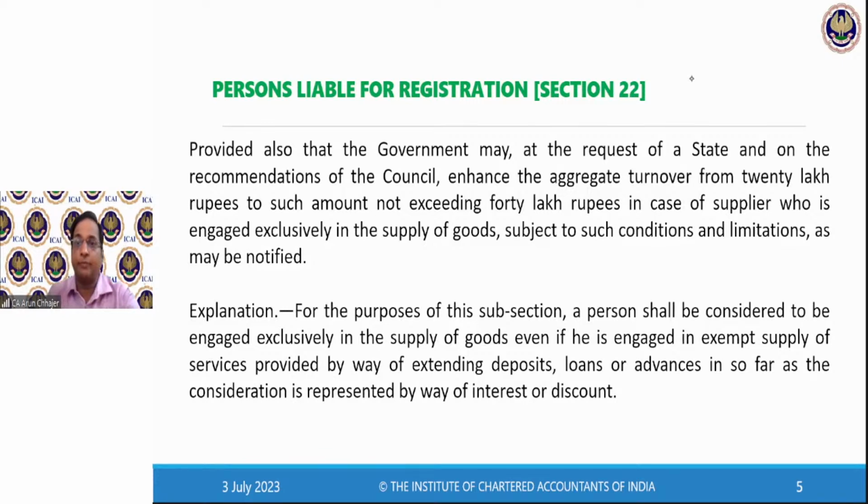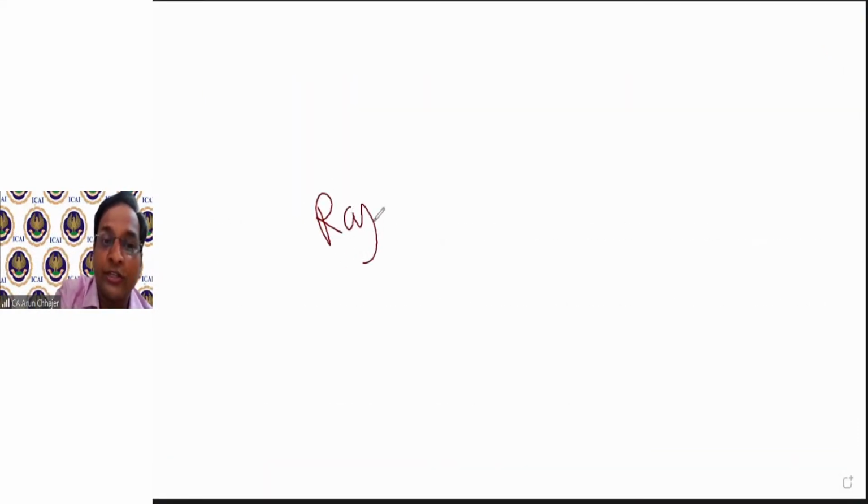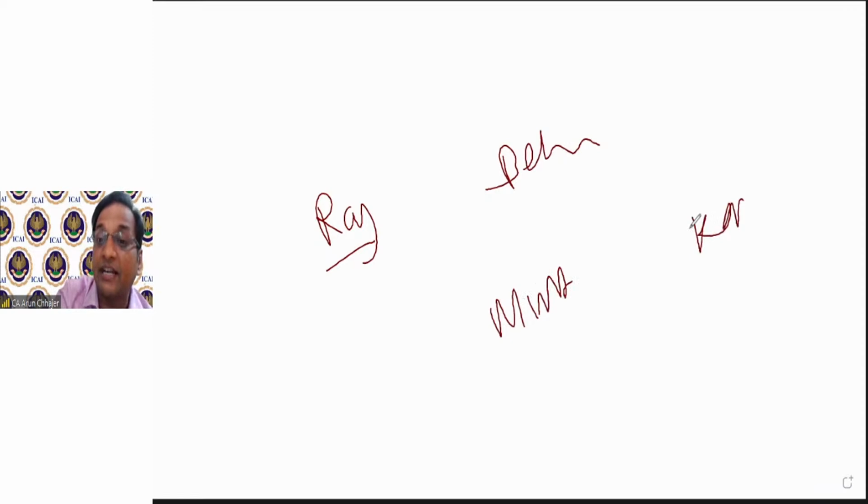What is the meaning of distinct person? My permanent account number is 1. If I do business in Delhi, Rajasthan, and some other state, I have to take separate GST numbers, and those GST numbers would be called distinct persons for each other. Suppose Arun is doing business in Rajasthan, Delhi, Mumbai, and Karnataka. Can the PAN number be different for Arun? No, the PAN number would remain the same.